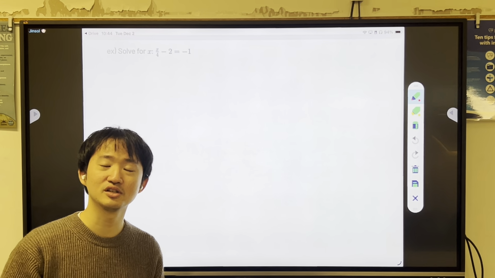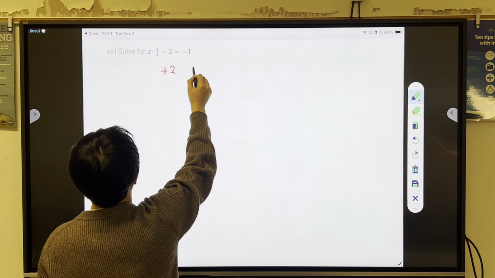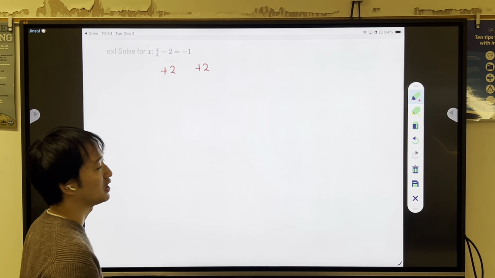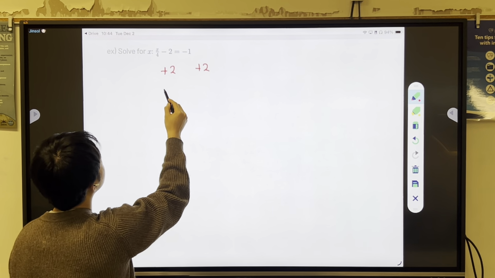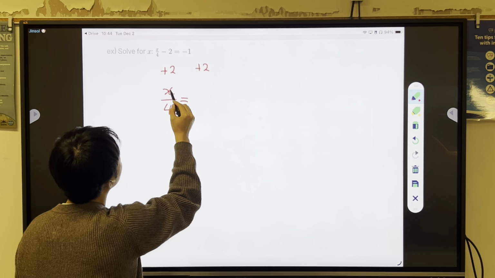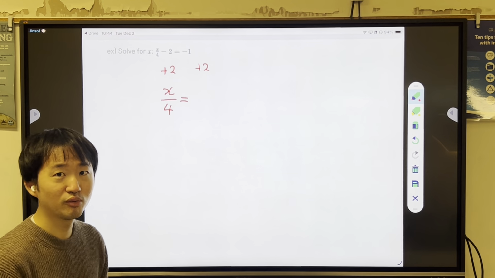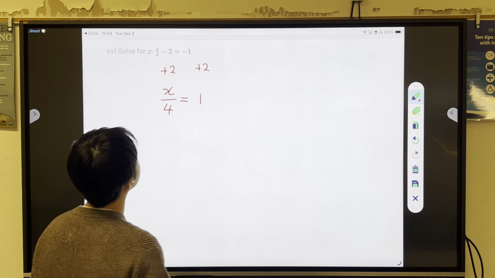How do I get rid of minus 2? What is the opposite of minus 2? Well, that's plus 2. So I add 2 on both sides. Minus 2 plus 2, they would cancel each other out. So that's x divided by 4, x over 4. And on the right-hand side, negative 1 plus 2, you can use your calculator. Negative 1 plus 2 is 1.